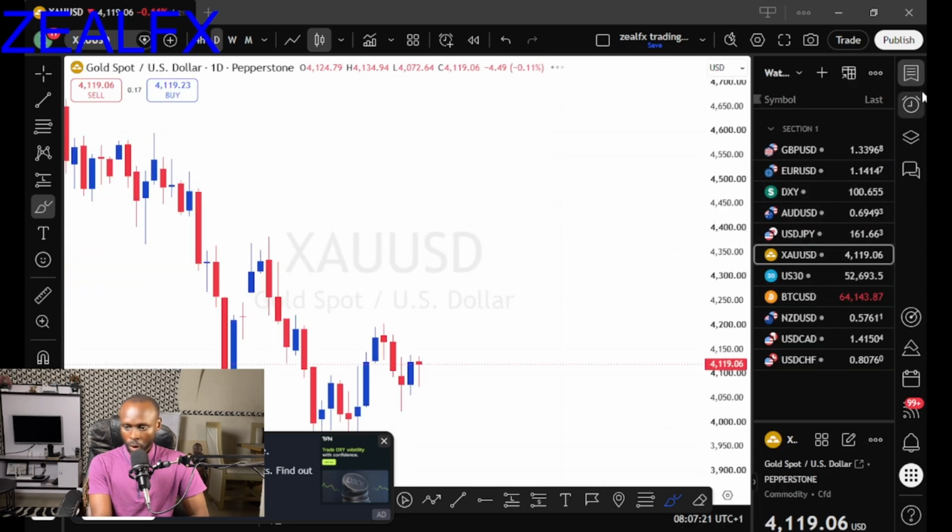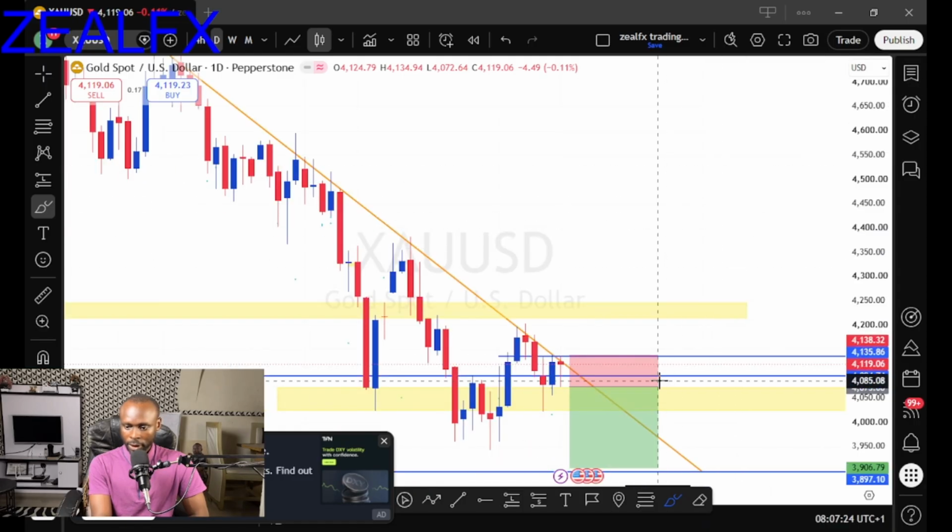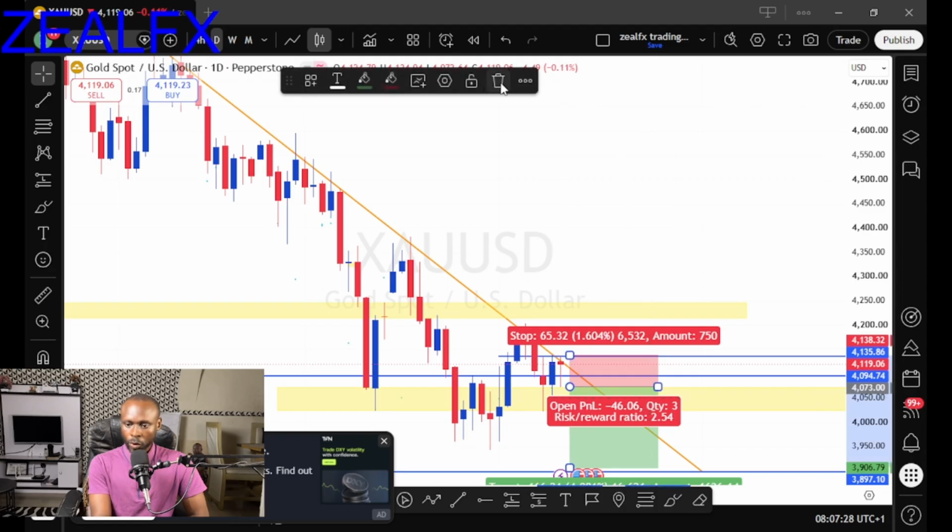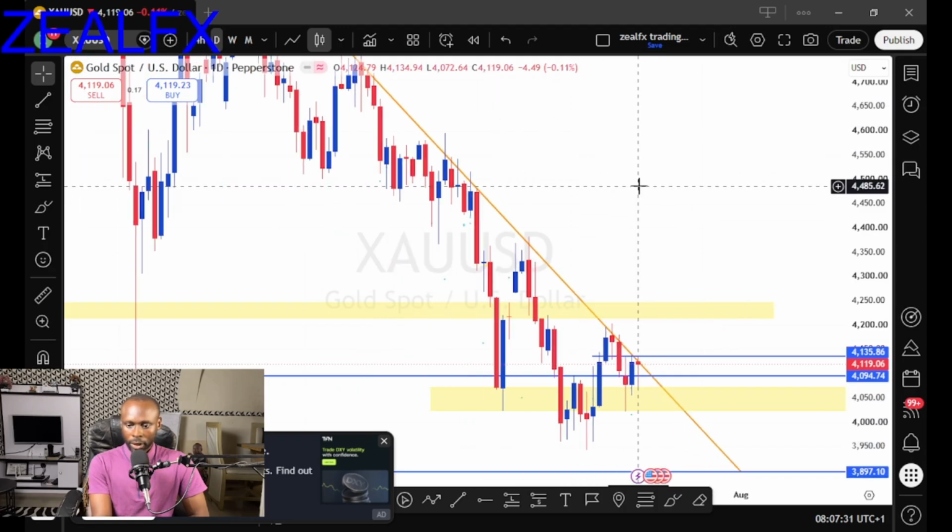which is the gold USD. The gold USD on my daily time frame still remains on a bearish trend.